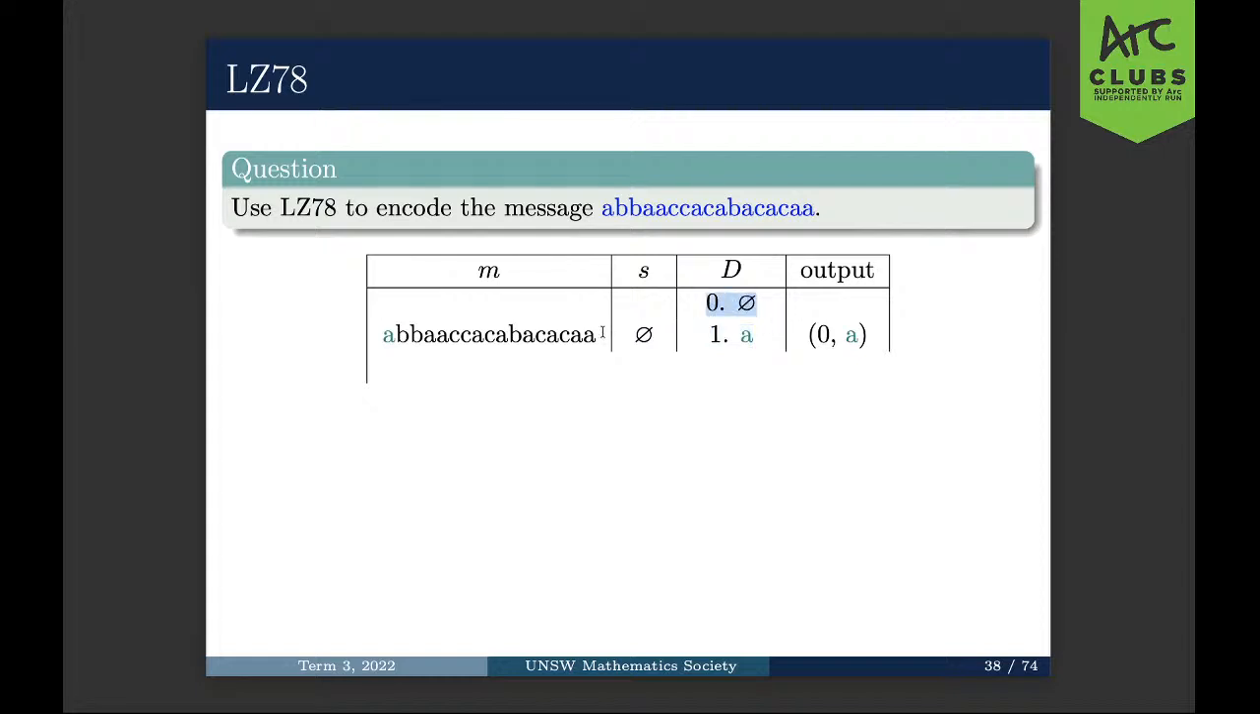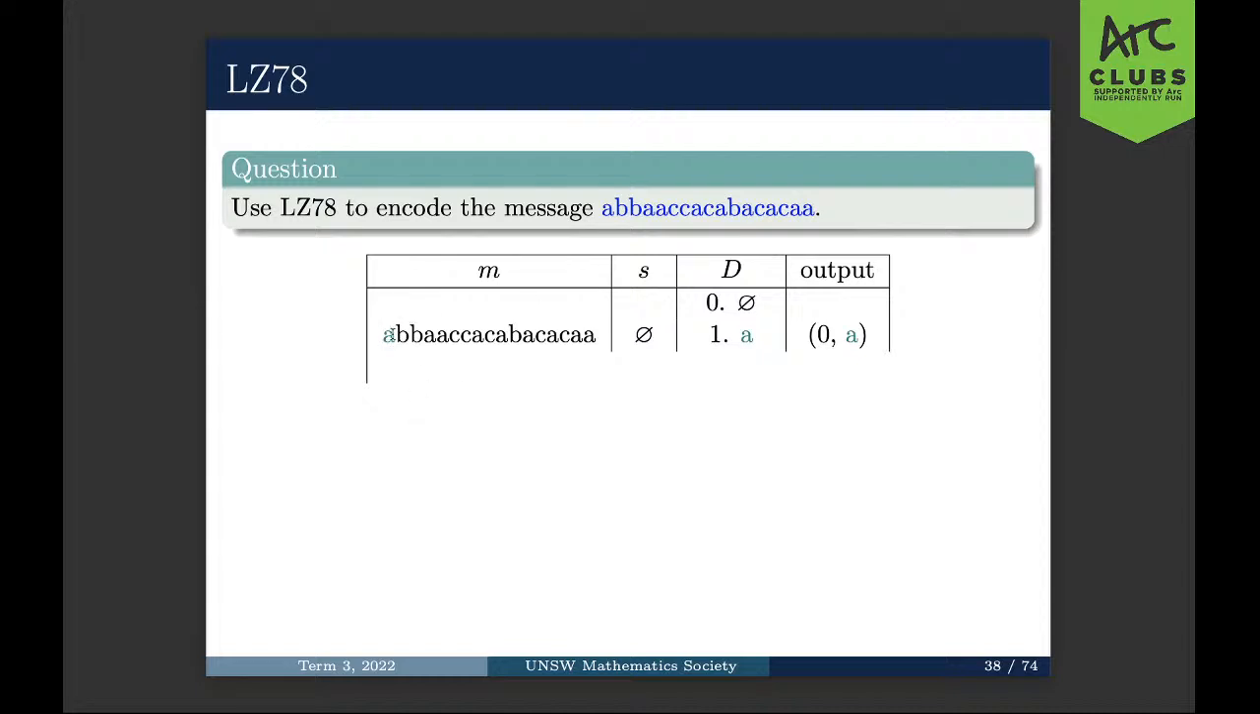Like the longest prefix of the message that we find in the dictionary, it's going to be the empty string, right? Because there's no other prefix that's in D. So yeah, the longest prefix that we find is the empty string. And when we find that, we output 0A to signify that we extended the 0th entry by A to create a new entry A here, 1A.